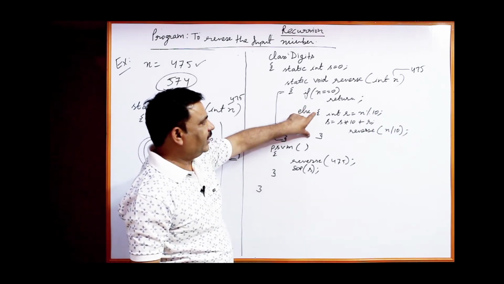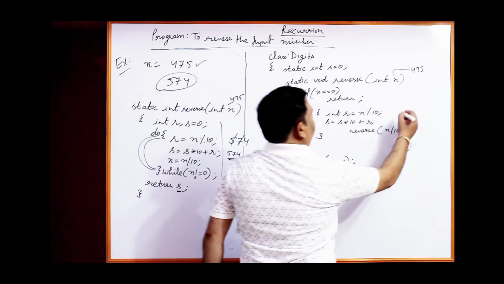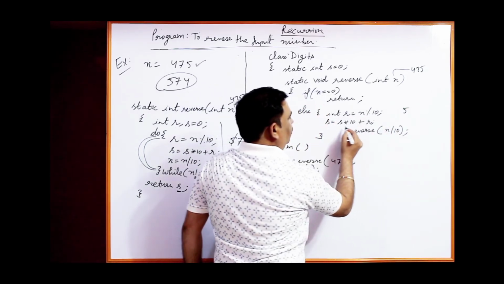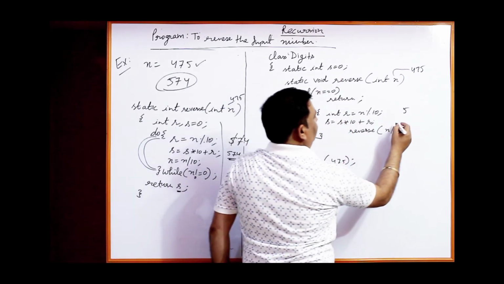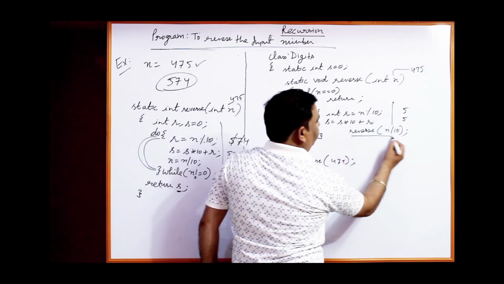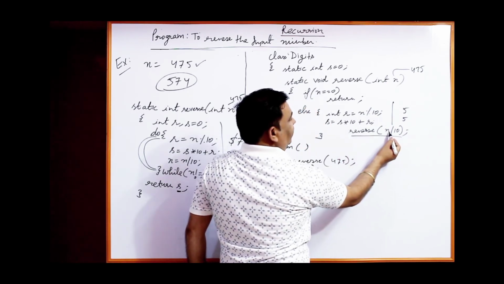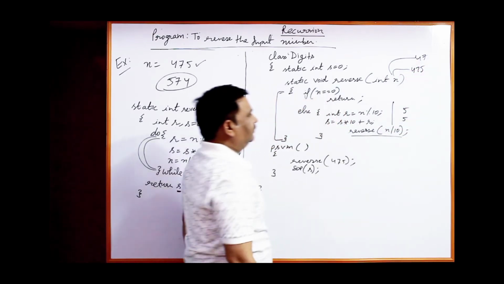n is not 0, come to the else. Remainder, int r equal to the remainder of 475, is 5. S is 0, 0 into 10, 0 plus 5. So S will become 5. Call the function reverse again. 475 divided by 10, 47. The second call will be with 47.